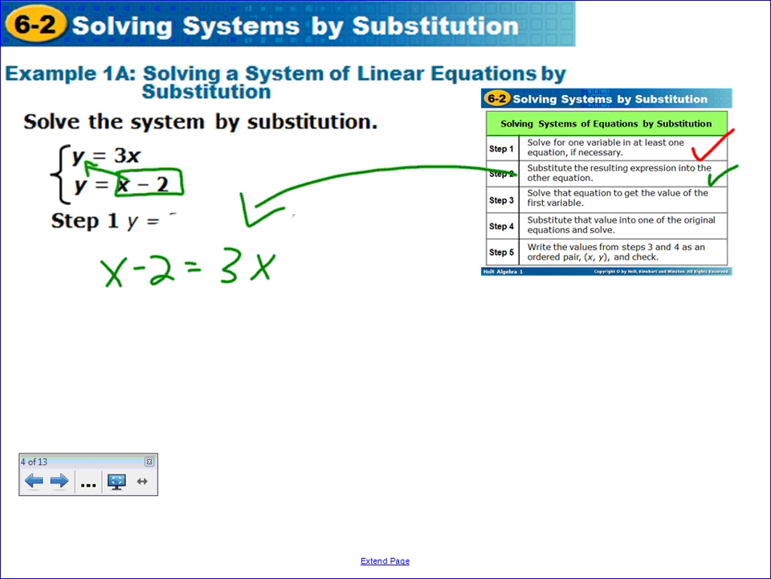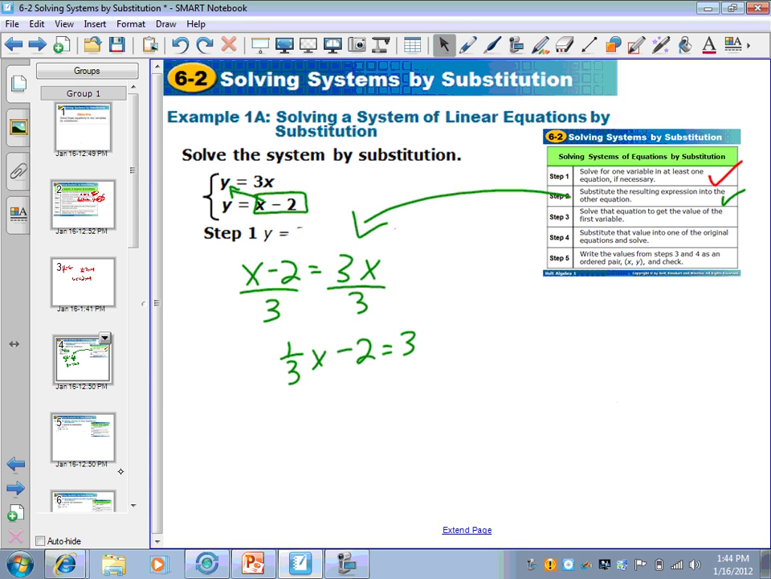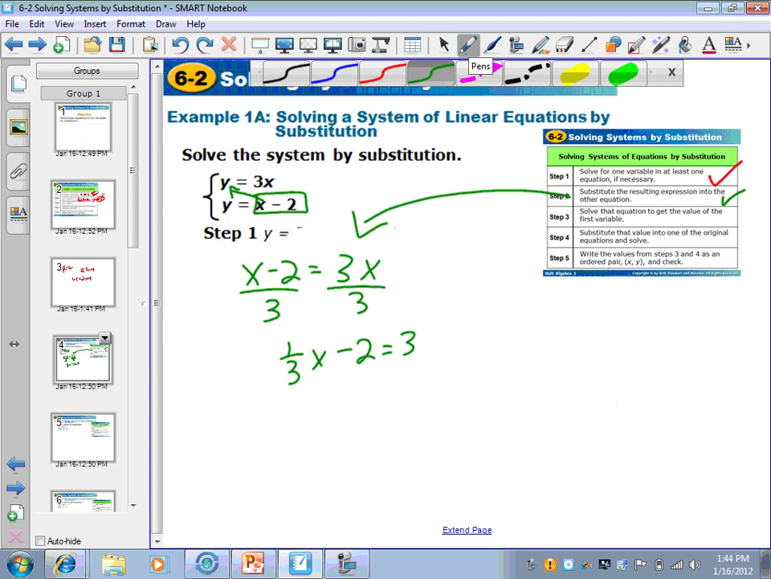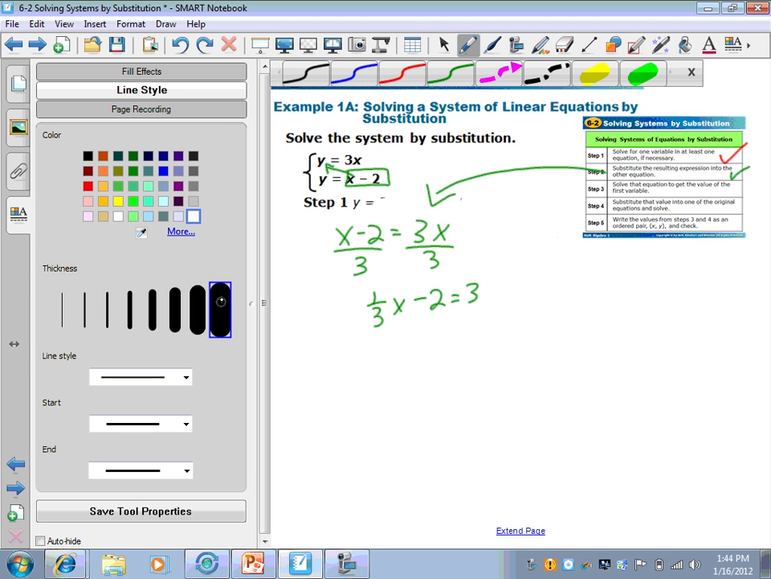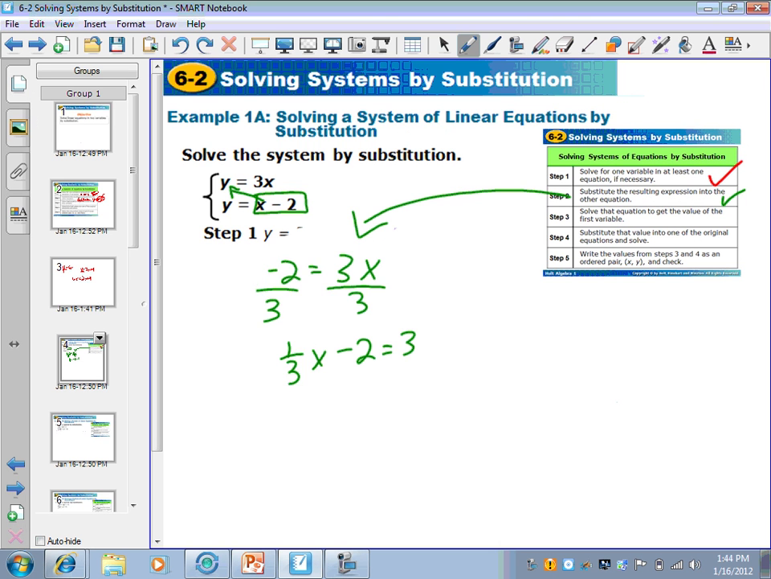Now all I have to do is solve, and we're brilliant at this because we've done it so frequently. I'm going to divide everything by 3, and I get one third x minus 2 equals 3. Oh, I never combined my like terms. Amateur mistake, sorry. Hold your horses at your house.